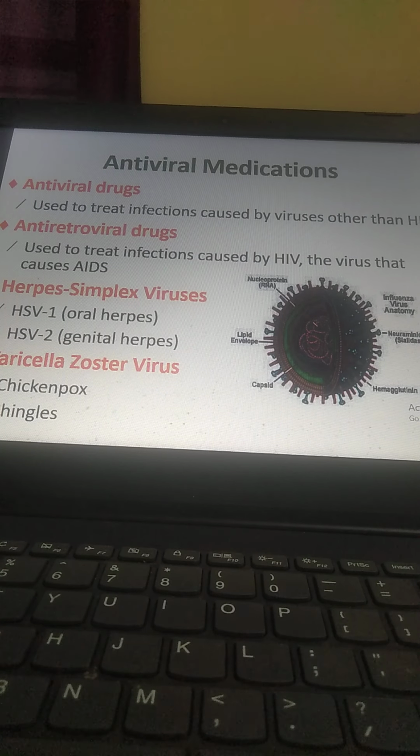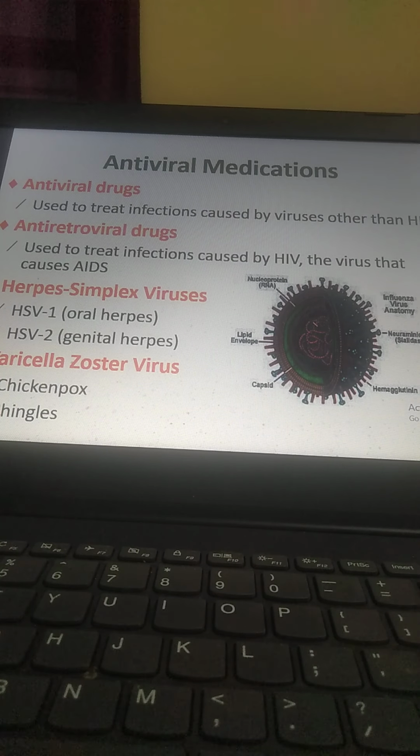Now, antiviral drugs are used to treat infections caused by viruses other than HIV. Antiretroviral drugs are those used to treat infection caused by HIV, the virus that causes AIDS. Herpes simplex virus, HSV, has two types: oral herpes, HSV1, and genital herpes, HSV2. Then we have Varicella zoster virus, which also has two types: chicken pox and shingles.